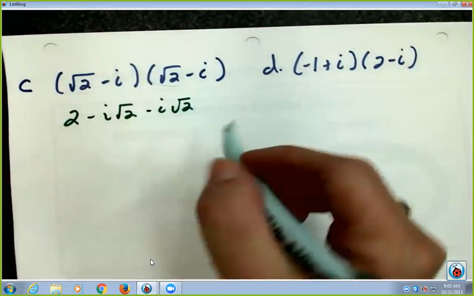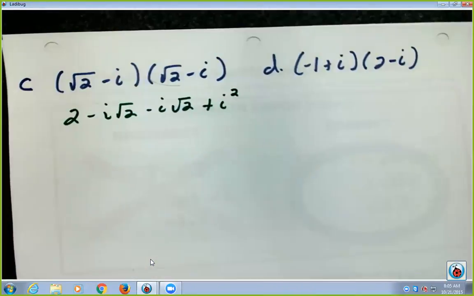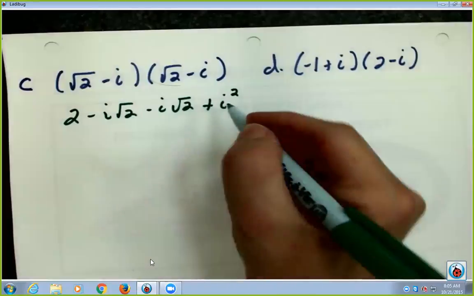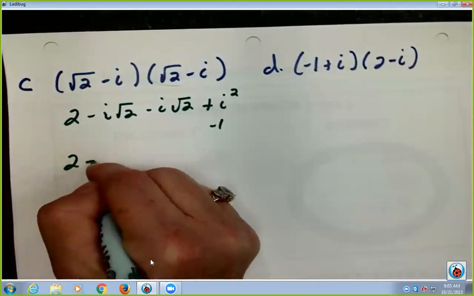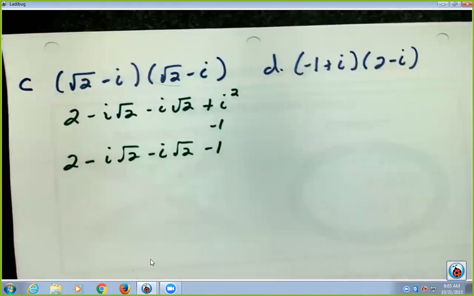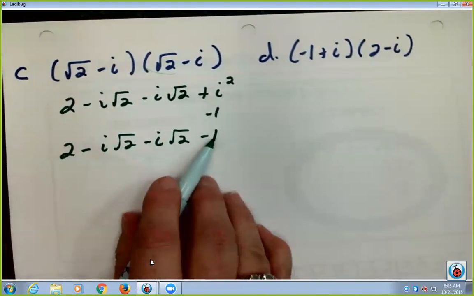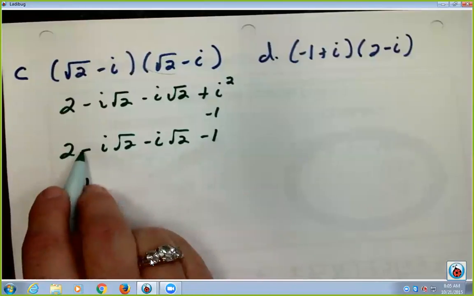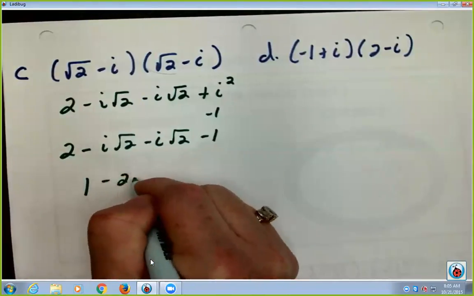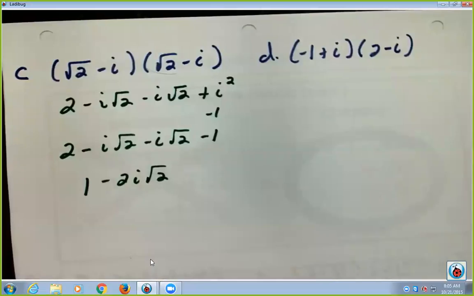And finally, a negative i times a negative i is a plus i squared. But because it's an i squared, it's really a negative 1. So I have 2 minus i square root of 2 minus i square root of 2 minus 1. Putting stuff together, 2 and a negative 1 is 1. A negative 1i and a negative 1i with the square root of 2 with both of those is a negative 2i square root of 2. So it's not hard, it's just that you've got a couple new little twists to it where you've got to keep track of that i squared that you happen to have.